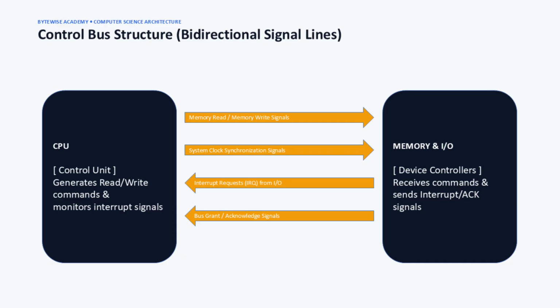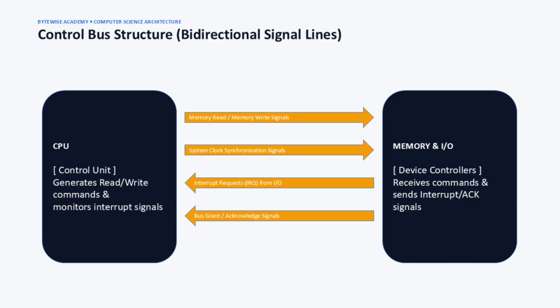Notice once again how the arrows in this diagram point in both directions. Some signals originate from the CPU, others originate from memory or peripheral devices. This visual representation reinforces an important concept. The control bus is bidirectional because communication flows both to and from the CPU. The key signals shown in this diagram, such as memory read, memory write, system clock, interrupt requests, and bus grant or acknowledge, all work together to coordinate communication across the entire computer system.